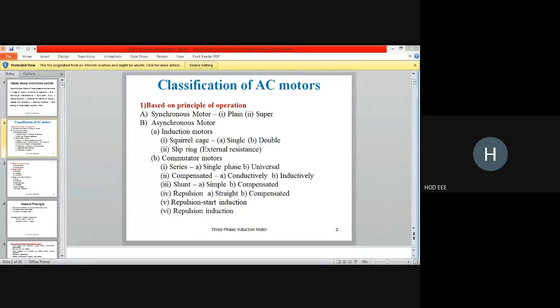Suppose you have some application, like a cement mill or rice mill. In this type of area, what should be the enclosure of the motor? Should it have ventilation or not? In the case of a cement or rice mill, if you are designing an induction motor, what should be the type of enclosure? Should it be open?